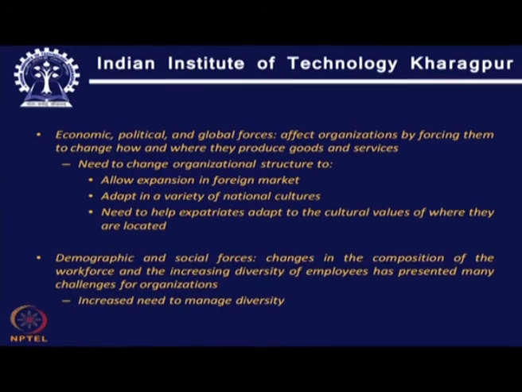There could be changes in the demographics of the workforce, changes in the composition of the workforce and diversity of employees, and here the organization may find it difficult to manage such diversity if it is not ready for it, and there is an increased need to manage diversity in the organization. So, to introduce proper jobs for them, to take care of their personal needs, to take care of their cultural differences, to have a career path for them, and to have a proper plan of managing diversity within the organization.